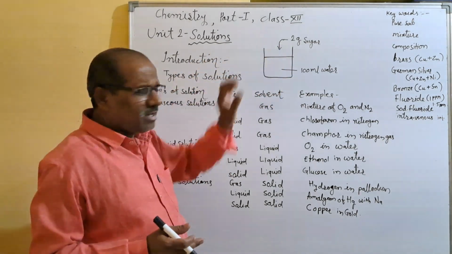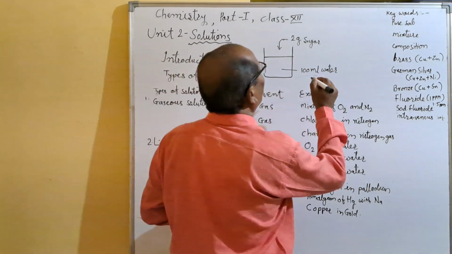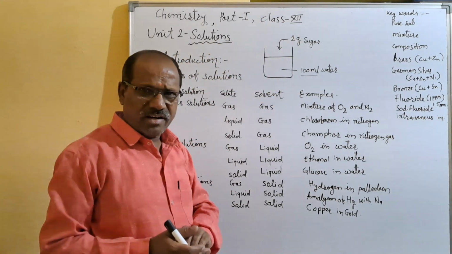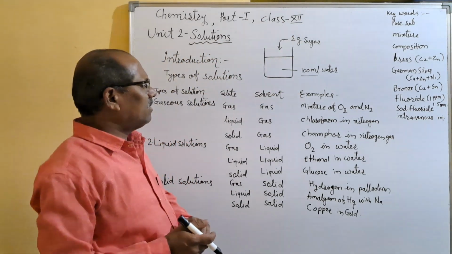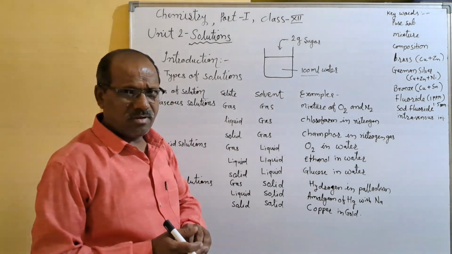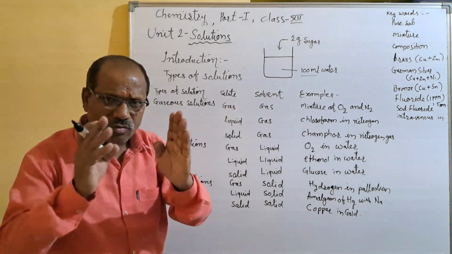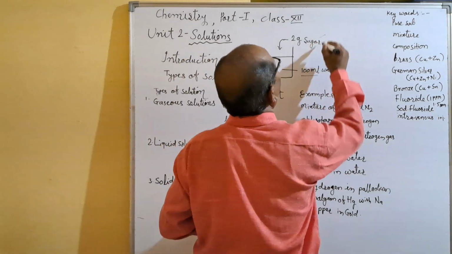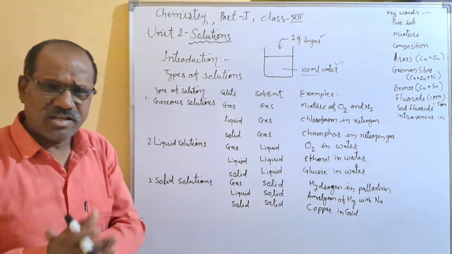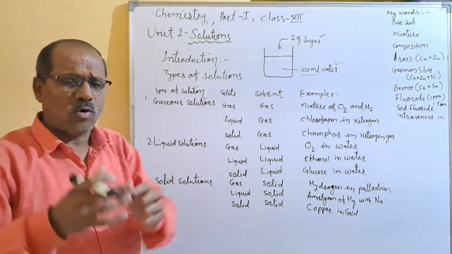Consider this is one of the beakers. In this beaker, we are taking 100 ml of water and we are adding 2 gram of sugar in it. Then it gives a sugar solution. What does it mean? In this case there are two substances, one is sugar and another is water. Whenever two or more than two substances mix with each other, then a solution is forming.